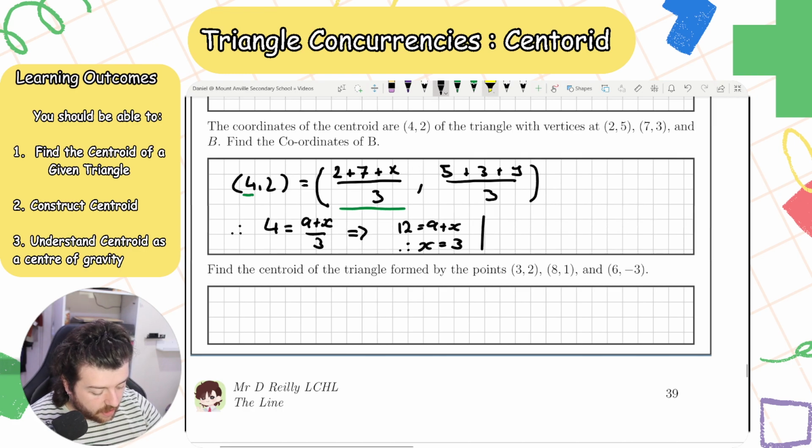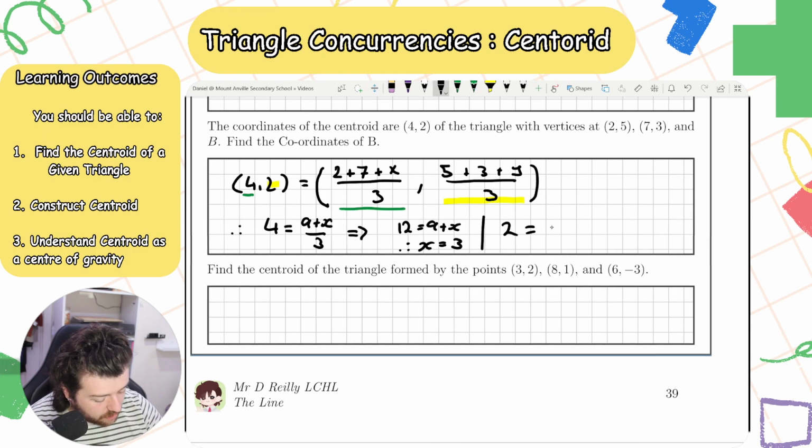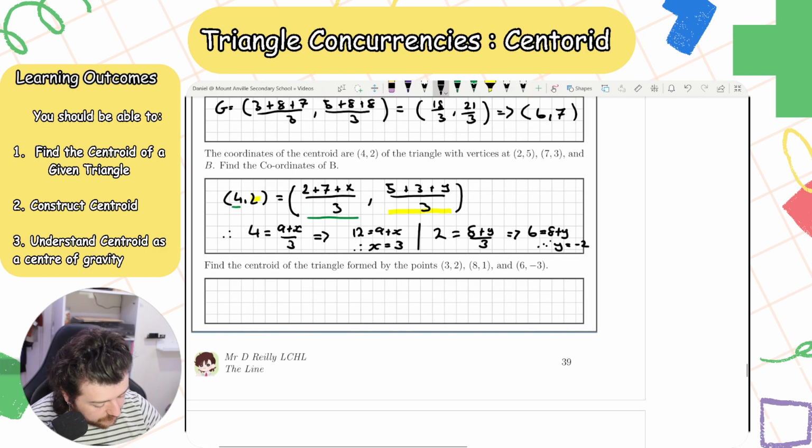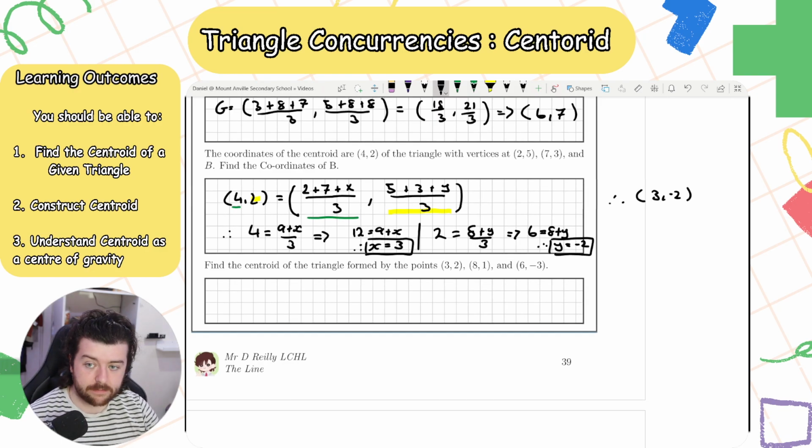Then look at my y-coordinates now. 2 is equal to (5 plus 3 plus y), which is (8 plus y) all over 3. Multiply across by 3, I'm going to get 6 is equal to 8 plus y. Therefore, y is equal to minus 2. So therefore, my point B is (3, -2).